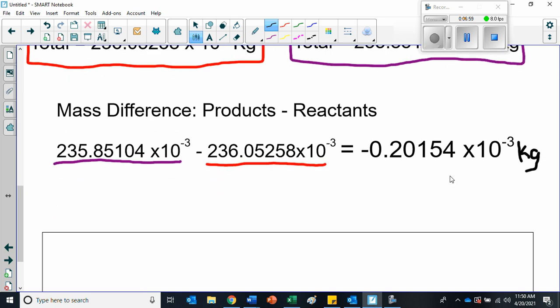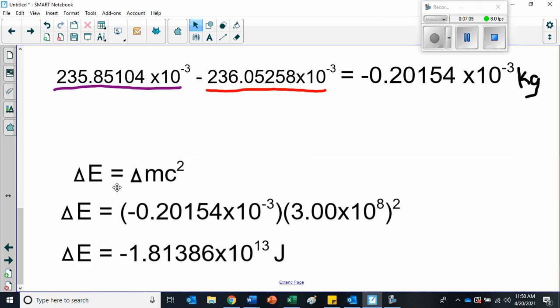Now, we did all this work to get where we left off on that last question, to figure out this mass difference. Now what we need to do is put it into E is equal to mc squared. So I take my mass difference, I multiply it by my constant, and what I get is my change in energy. And I should get a negative 1.81386 times 10 to the 13 joules. And so this is a massive release of energy, which we capture in our nuclear reactor towers.